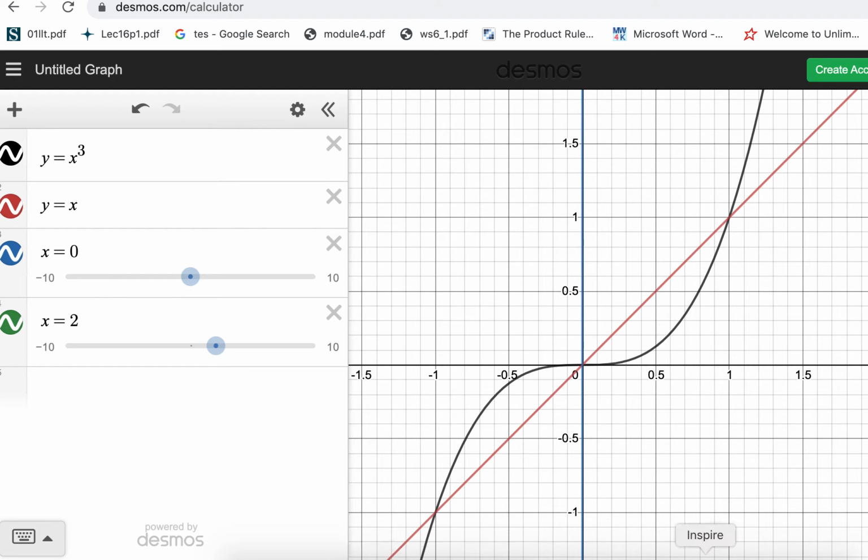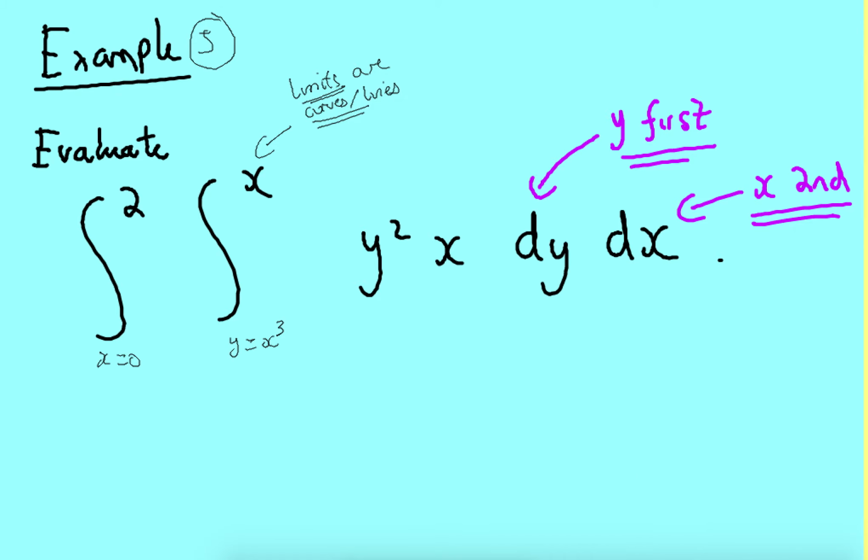I'm going to make that x equals 1 in the question. Let me just change that so it makes more sense. Right, it's going to be 1 in the question. So that's our question: an integral between 0 and 1 of the integral between x cubed and x of y squared x dy dx.